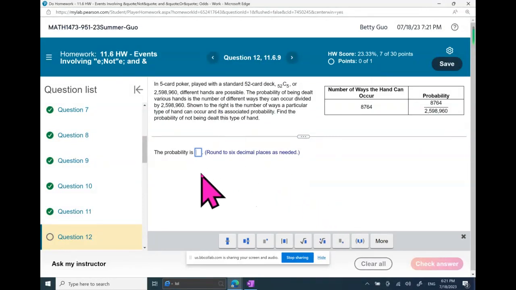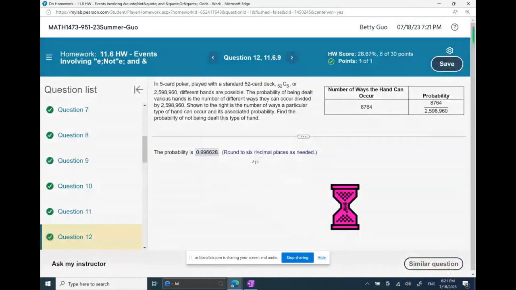And this one with 6 decimal places as well. So 0.9966278. The 8 is bigger than 5, so we're going to round it up to 0.996628.